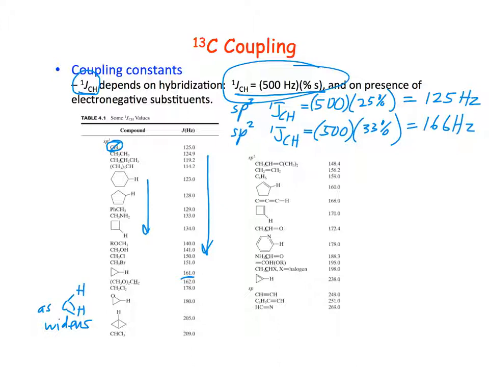All right, so we can see for sp3, it can be anywhere from 125 up to, well, cyclopropanes are up near 200. They're up over the normal coupling constant for sp2. If we have double bonds, then these are starting at around 150 and getting bigger. Here's triple bonds. sp is up in the 200s. So we have general ranges based upon hybridization.